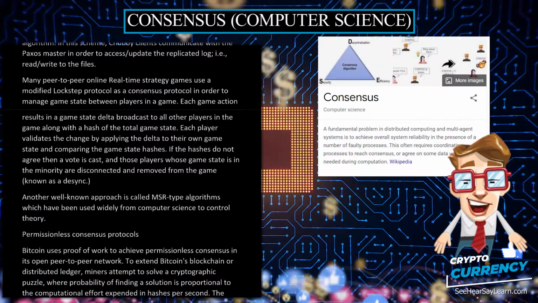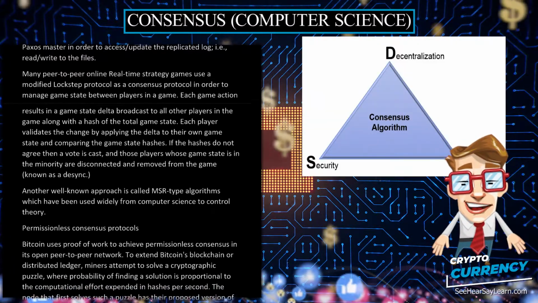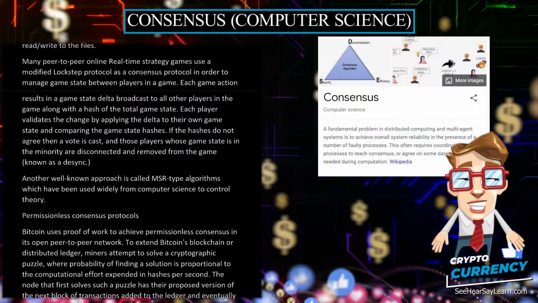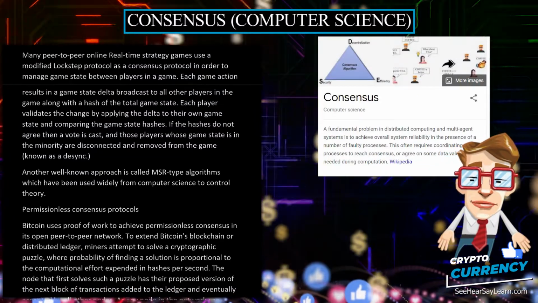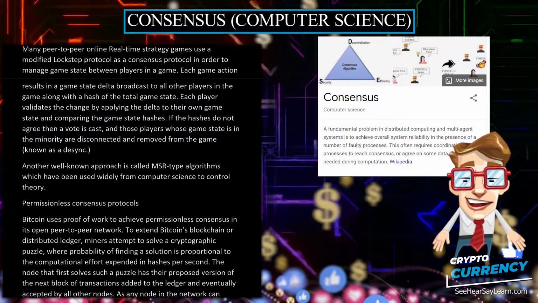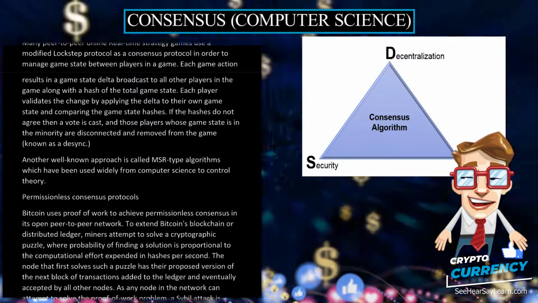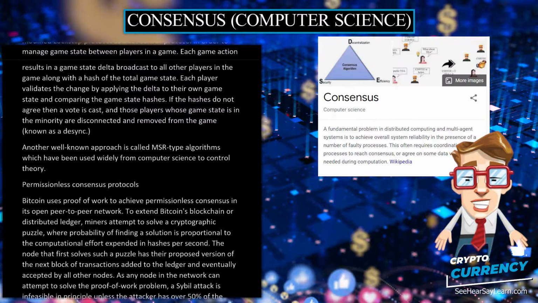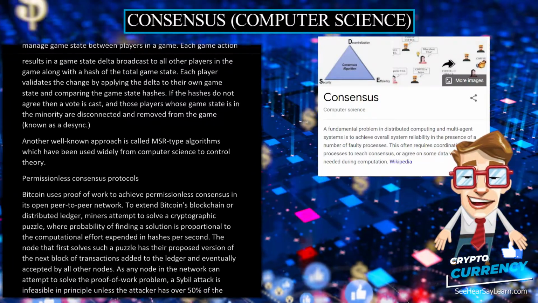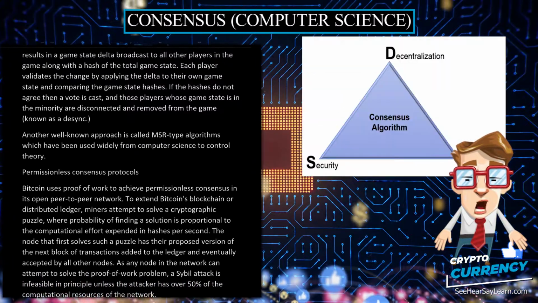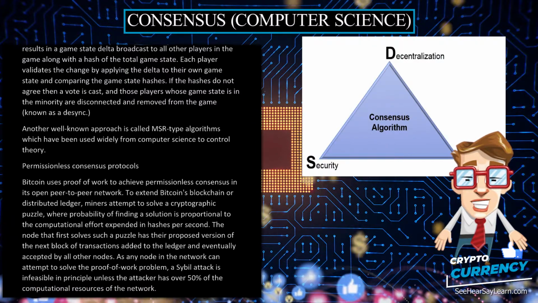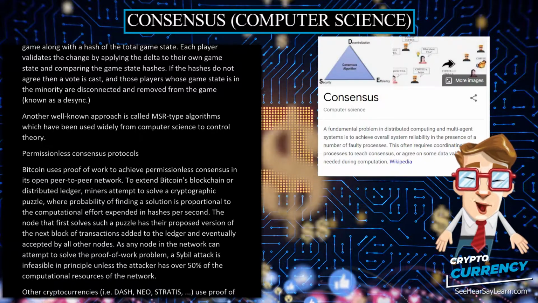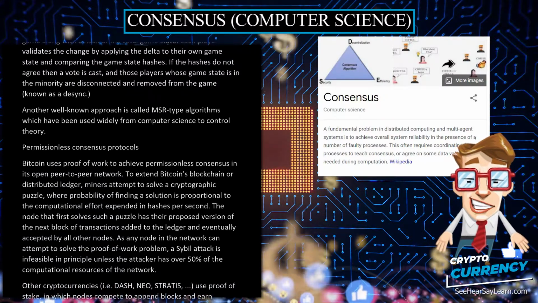Permissionless consensus protocols. Bitcoin uses proof of work to achieve permissionless consensus in its open peer-to-peer network. To extend Bitcoin's blockchain, or distributed ledger, miners attempt to solve a cryptographic puzzle, where the probability of finding a solution is proportional to the computational effort expended in hashes per second. The node that first solves such a puzzle has their proposed version of the next block of transactions added to the ledger and eventually accepted by all other nodes.